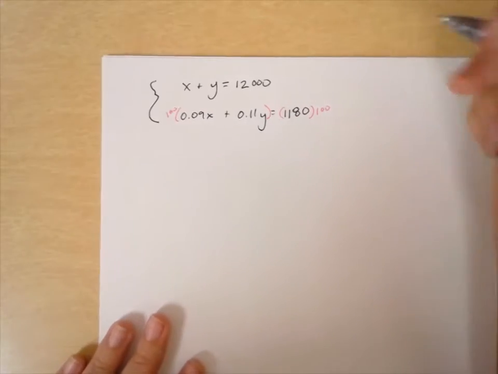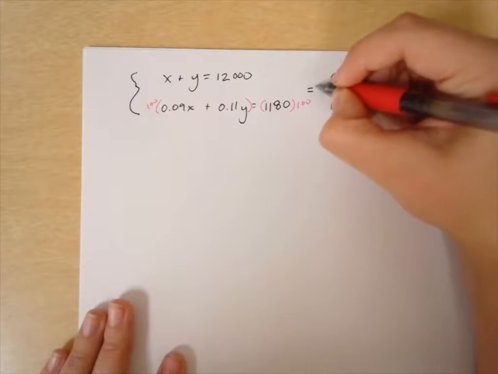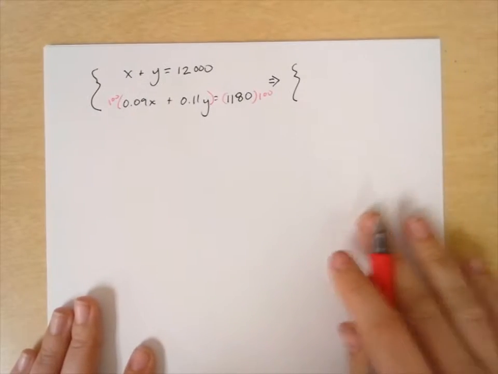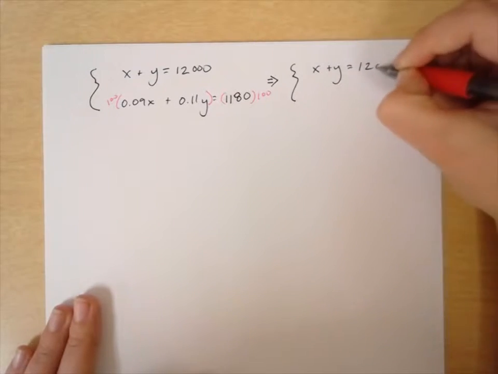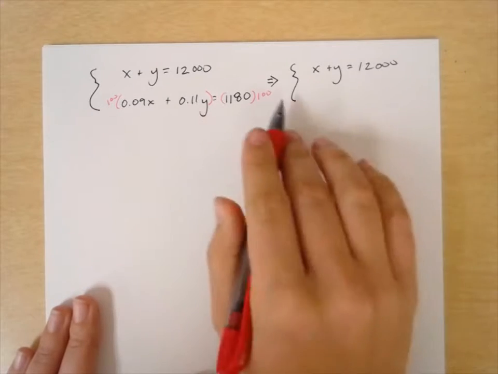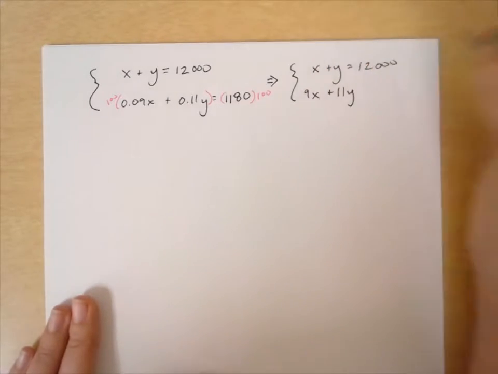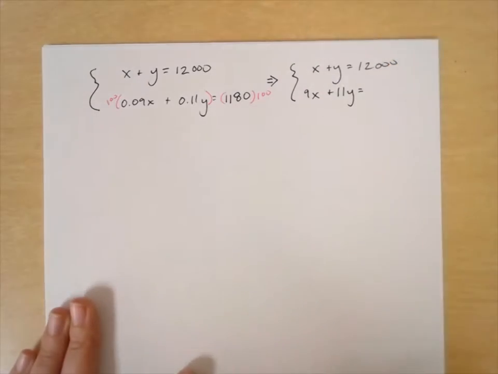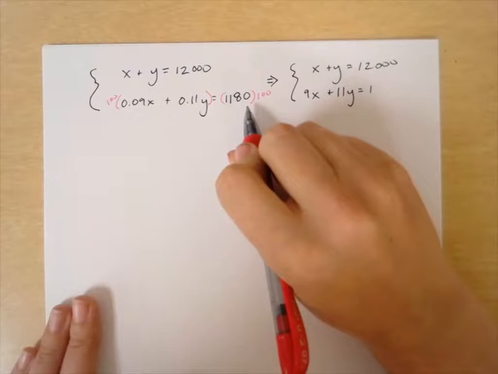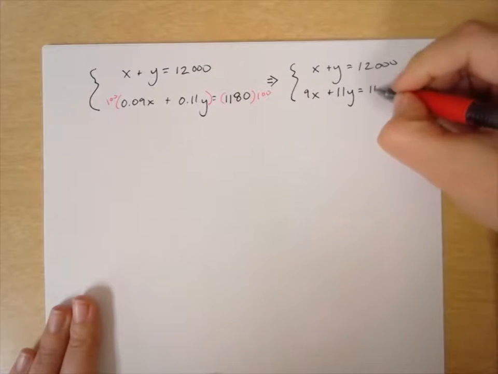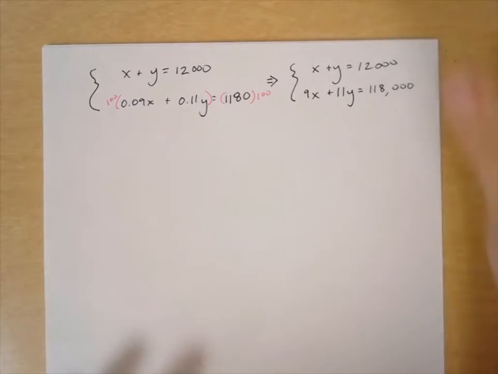So my new system is going to look like this. I'm going to draw a little arrow for what we're changing it to. We're going to have x plus y equals 12,000, and when I do all this math, I get 9x plus 11y, wow, that's a lot easier, equals 118,000. There we go. Didn't want to say that number incorrectly.